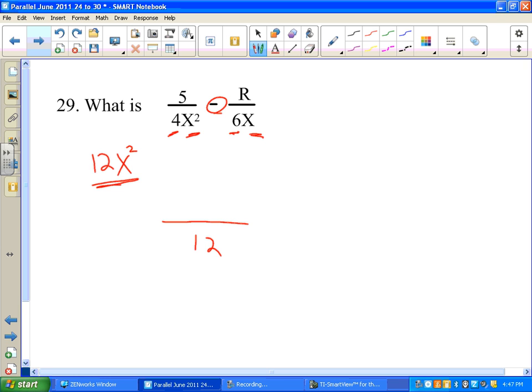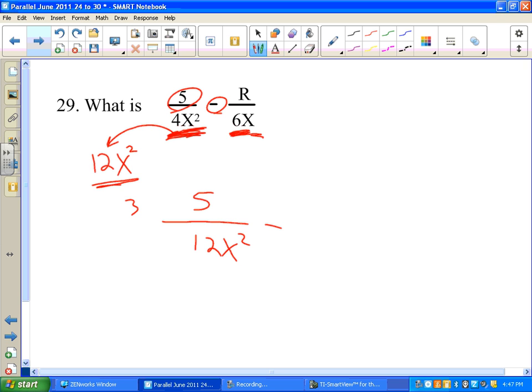Now, what do I have to do to 4x squared? What do I have to do to 4 to turn it into 12? Well, that's simple. Multiply it by 3. So I'm going to put the 3 right there. What do I have to do to x squared to turn it into x squared? Nothing. It already is. So there's the 3, and then the 5. Minus.